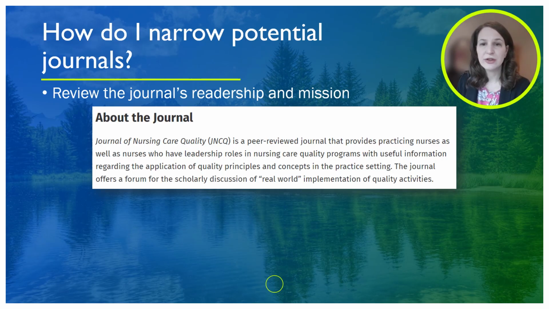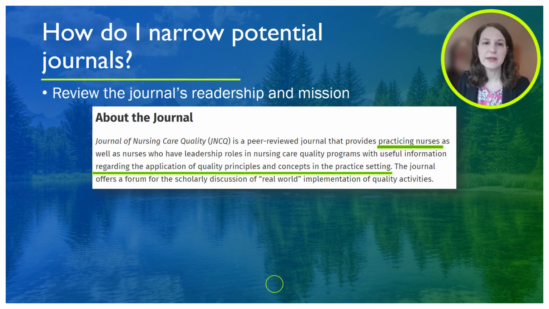So once you have your list of potential journals, you'll need to review each of them to see which ones may be a good fit with your manuscript. A good place to start is to review the journal's mission or scope statement and who their readership is. Here's an example of the mission statement for the Journal of Nursing Care Quality.